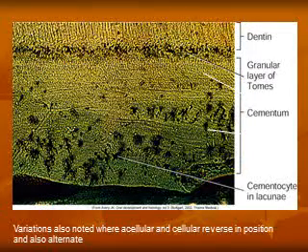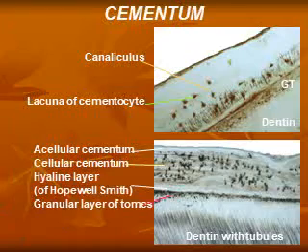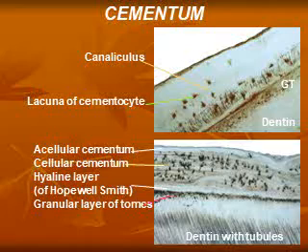All these dots are cells, cementocytes entrapped. They were originally cementoblasts entrapped in the cementum matrix, so they became known as cementocyte cells. Here in the upper slide we can see the cementocyte cells and their lacunae and canaliculi. Also we can see cellular cementum in the lower slide section. Cellular cementum is covered by acellular cementum.